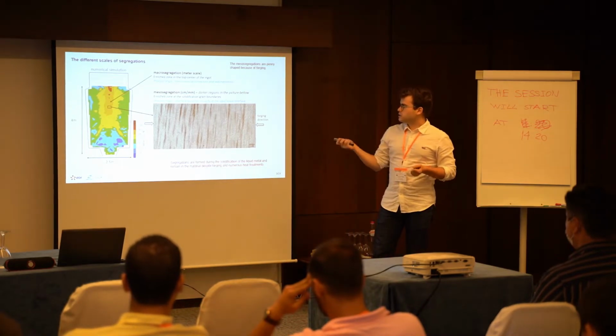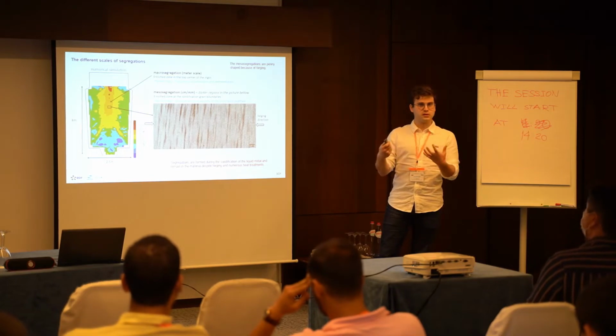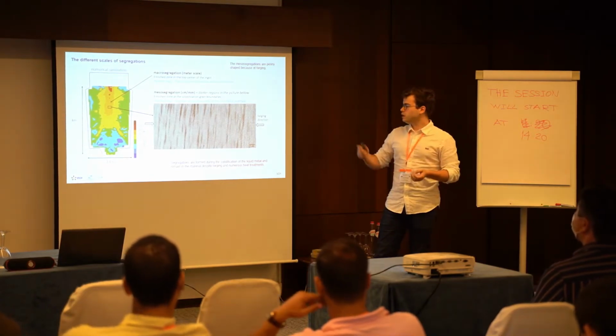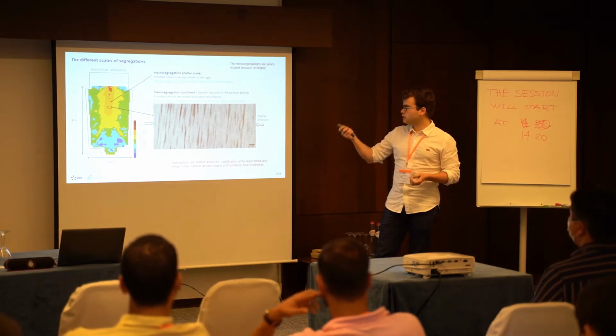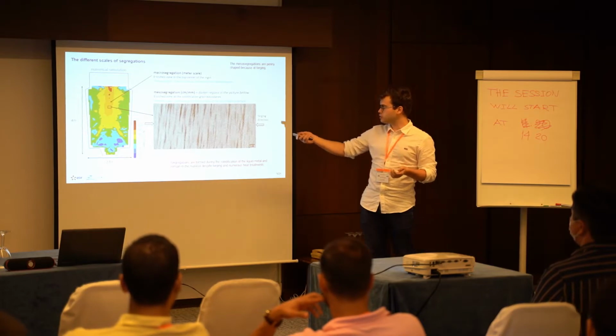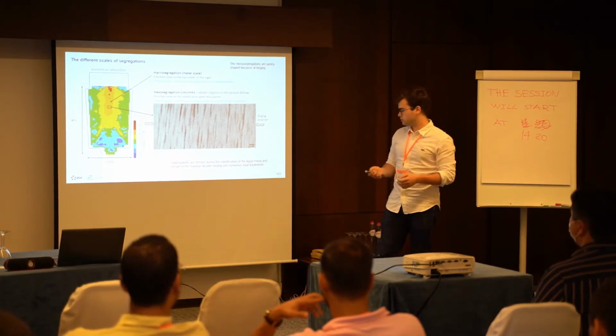And these segregations remain in the final product, in the material, despite numerous heat treatments and forging. In the studied material, the ingot has been highly deformed by forging, and thus the meso-segregations are penny-shaped. They are flattened.